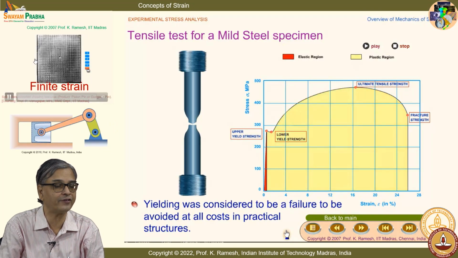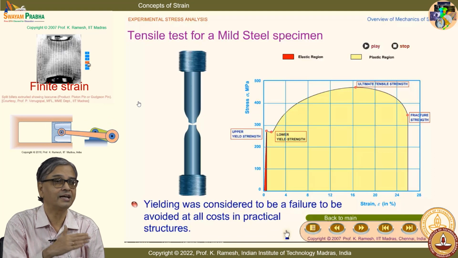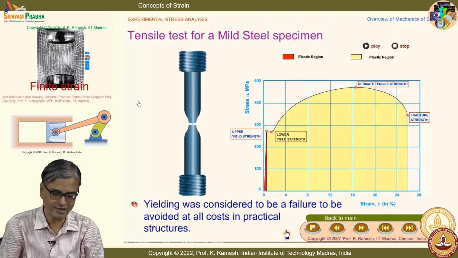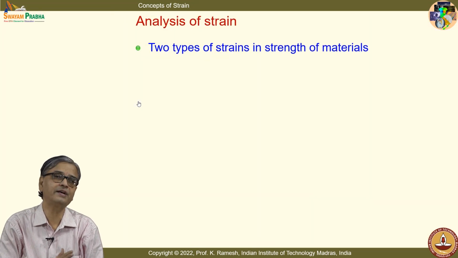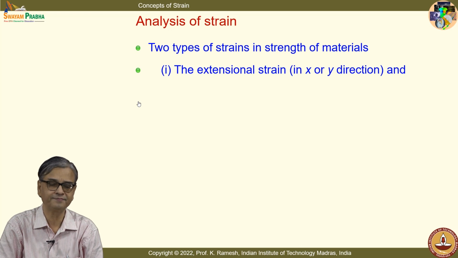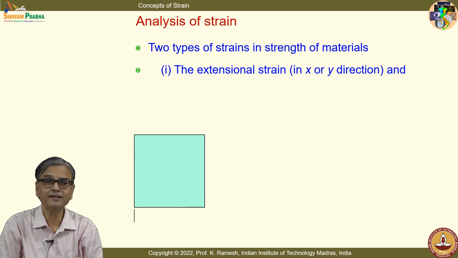So you need different mathematics to express the strain behavior and so on and so forth. It's not simple mathematics. And in the case of strength of materials, we start with simple definitions. You have an extensional strain, which you all can easily decipher.